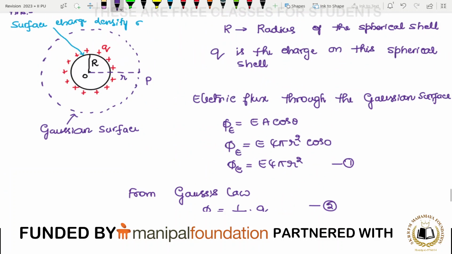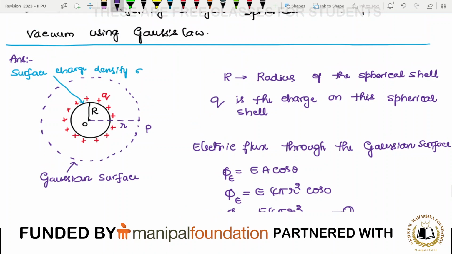Now whatever we derived here, the question asks only for the electric field outside the spherical shell. So I'll write the side heading as outside the shell. I'm sorry, this is the outside. Later we can calculate for inside also, but inside we already know the answer. What is the electric field inside the spherical shell? That is 0, because there is no charge present inside the spherical shell.